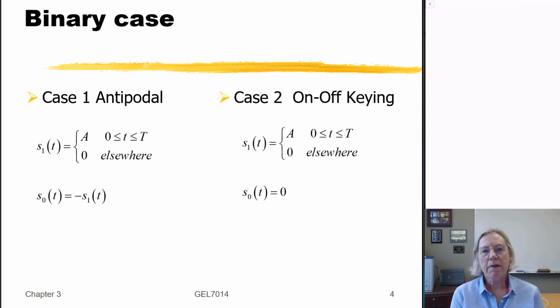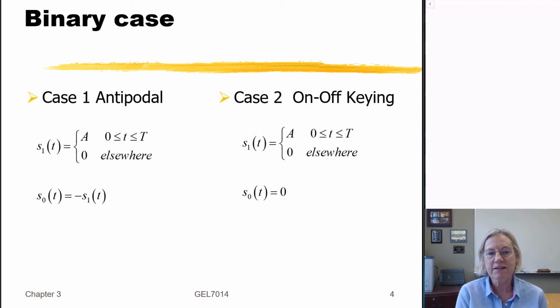So we're going to look now at the binary case, and in fact we're going to look at two different modulation choices for the binary case. The first case is to use antipodal signaling, and the second case is to use what's called on-off keying. Antipodal signaling means that we basically have one waveform, and in this case the waveform we'll be examining is rectangular. So the logical one is a positive A voltage between the time of 0 and T, and 0 elsewhere, and the logical 0 is simply the negative of that waveform.